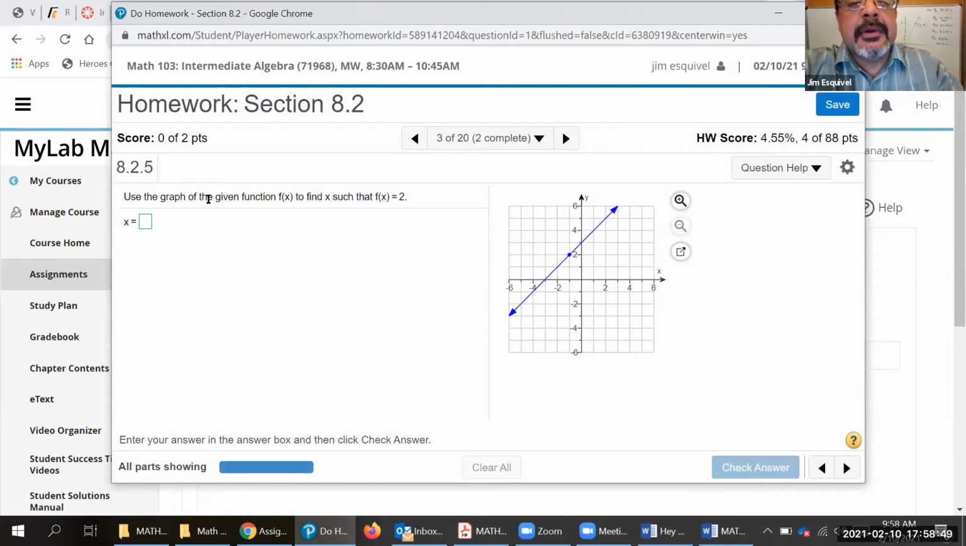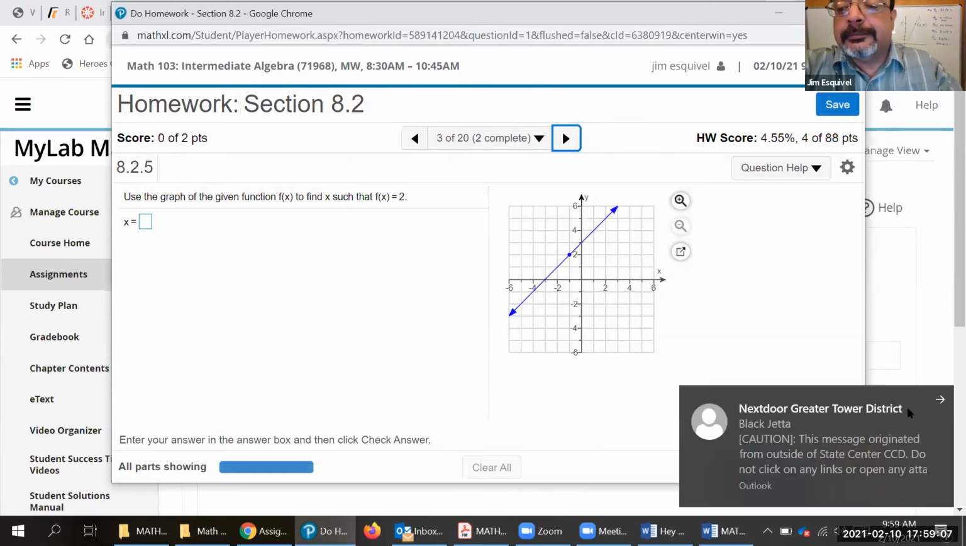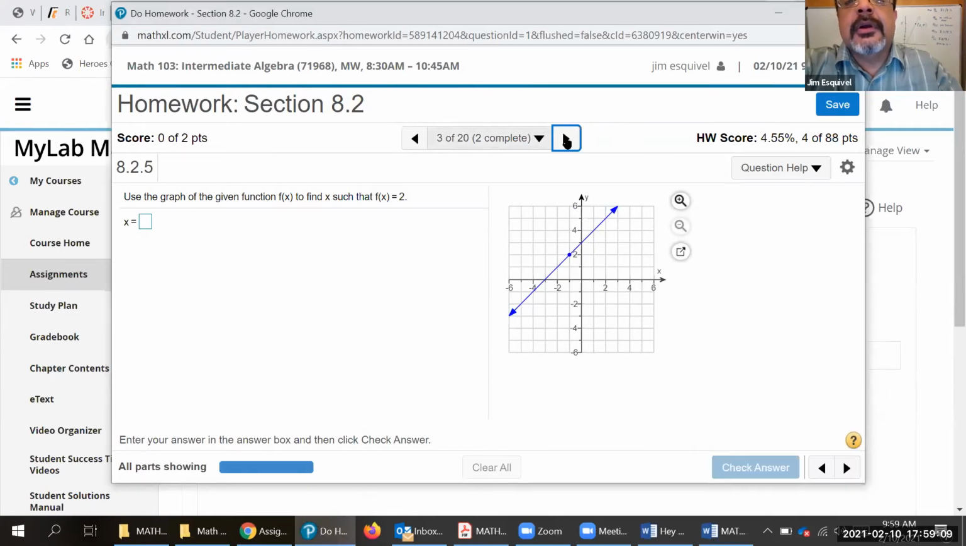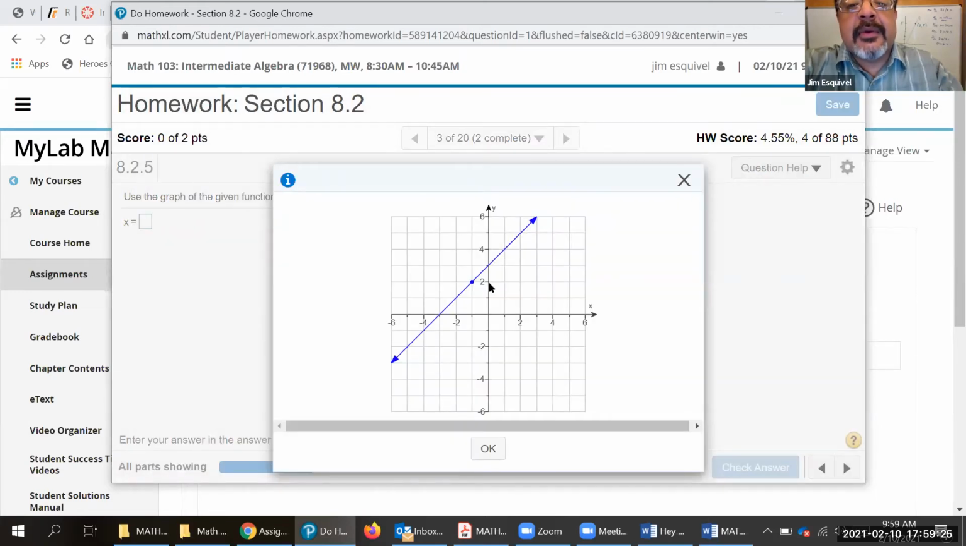So this time, use the graph of the given function to find x. So the last two, question 2, you had to find the value of the y value, f of 3 equals. Question 1, you had to find the value of f of 2. This time, they're telling you what y is. When f of x equals 2, what does x equal? What would we have to plug in for x that would make the y equal 2?